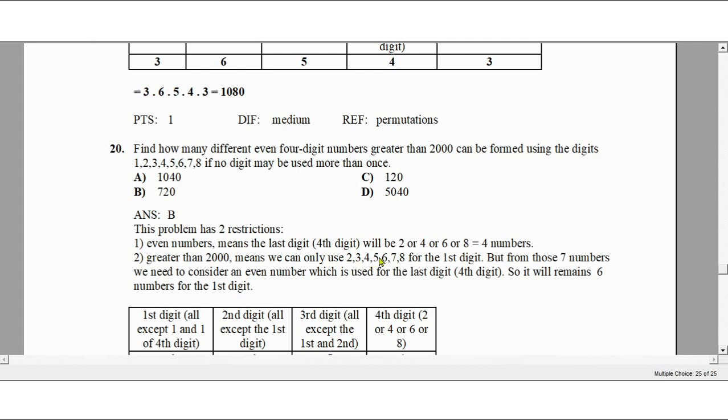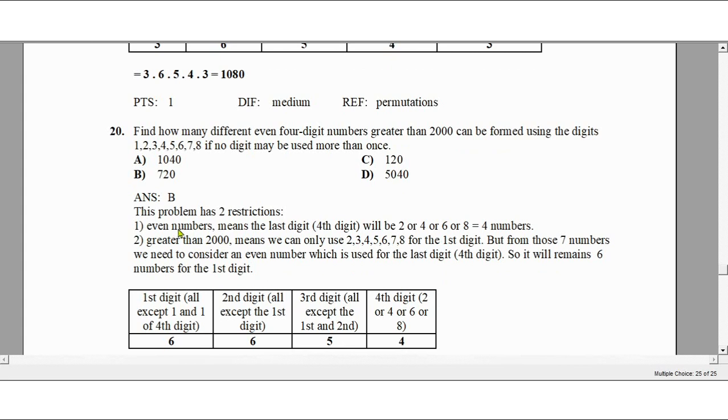2, 3, 4, 5, 6, 7, 8 for the first digit. But from these 7 numbers, we need to consider also the even number which is used for the last digit. Remember, we chose the last digit, which is an even number. Okay, so it will remain only six numbers for the first digit, right? Because we chose the last digit, which is an even number, can be 2, 4, 6, or 8. Then after that, we choose the first digit.